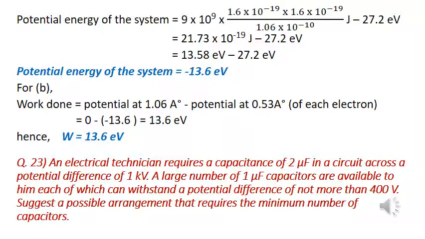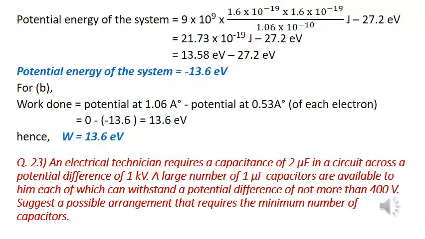Next is question number 23. An electrical technician requires a capacitance of 2 microfarad in a circuit across a potential difference of 1 kilovolt. A large number of 1 microfarad capacitors are available to him, each of which can withstand a potential difference of not more than 400 volt. Suggest a possible arrangement that requires the minimum number of capacitors.